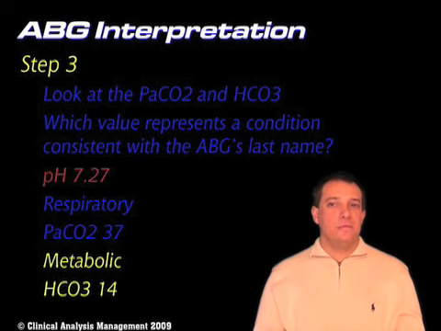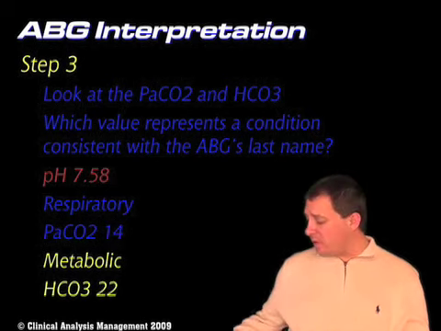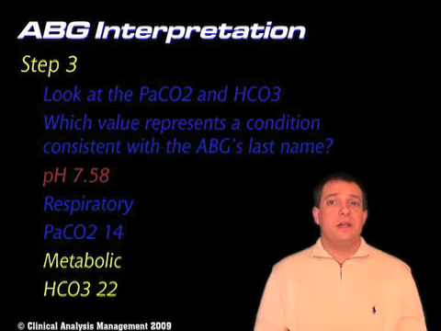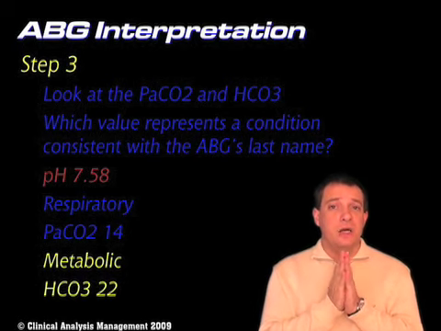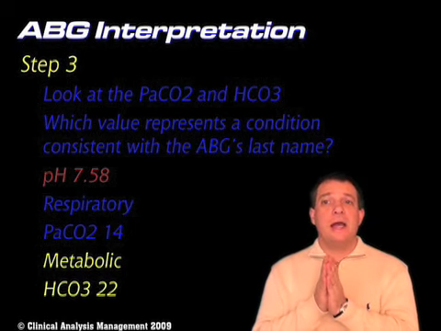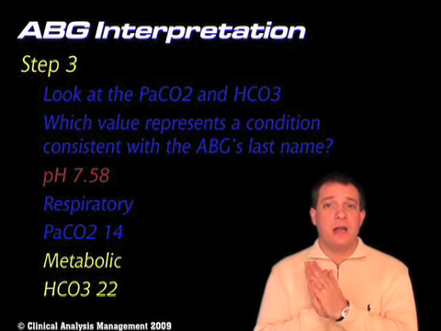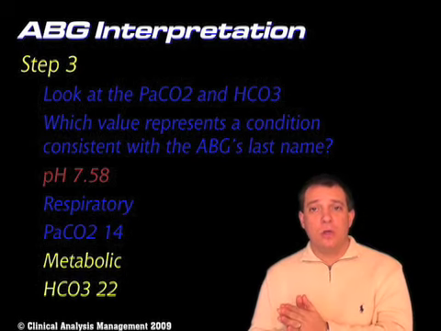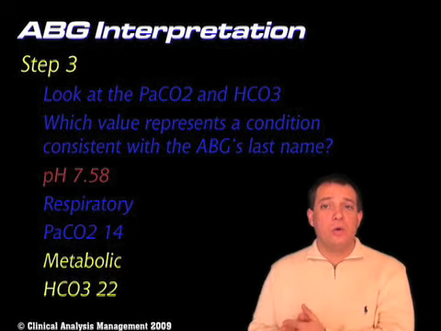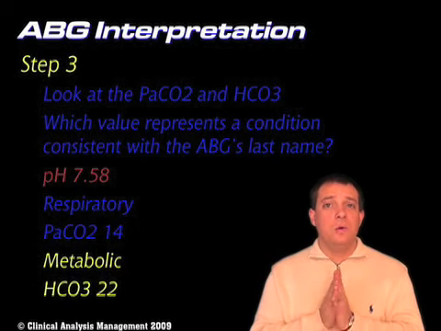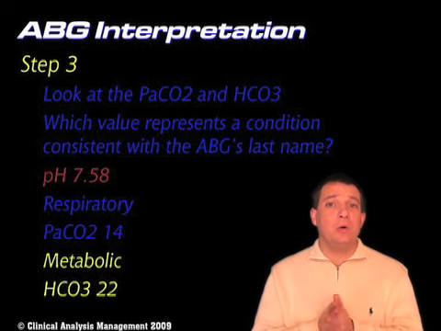Okay, let's look at another one. 7.58, first name and last name. We know that 7.58 does not fit between 7.35 and 7.45, so we know that the first name is uncompensated. When we look at 7.58, that is obviously higher than 7.4, so we know that it's an alkalosis, so it's an uncompensated alkalosis. Now when we look at the respiratory side, the CO2 is 14. Is the CO2 of 14 acidotic, alkalotic, or normal? Well, we remember that a CO2 of 14 would be alkalotic.